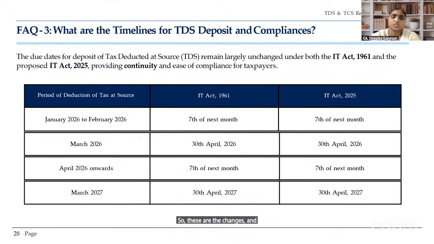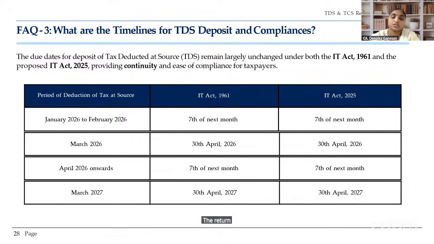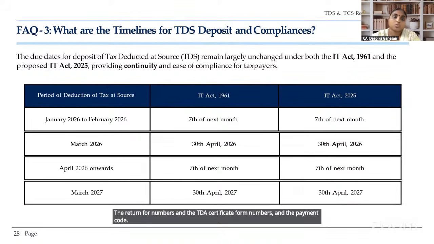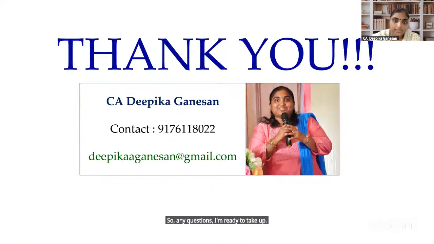With regard to the TDS provisions, we just saw the two provisions. For cooperative societies, yes, TDS is applicable now on interest. Otherwise, there is not much change. The only thing we have to keep in mind is the section numbers, the return form numbers, the TDS certificate form numbers and the payment code. With this, I complete my presentation on the TDS and TCS comparison with the old Income Tax Act. Any questions, I am ready to take up. Thank you so much.